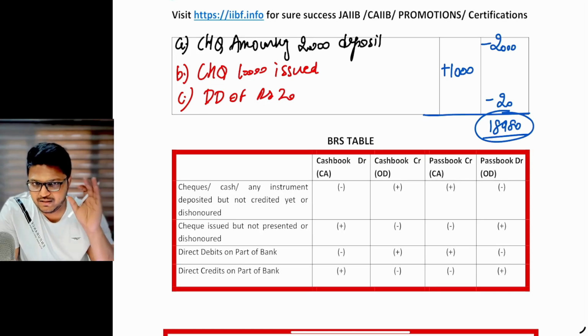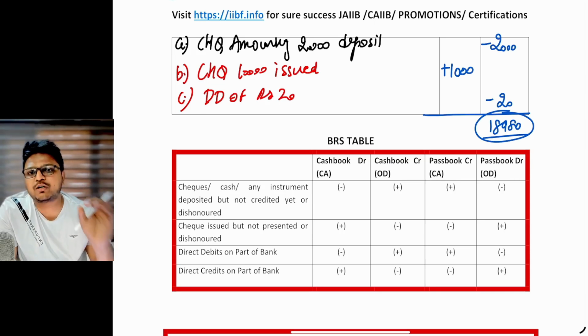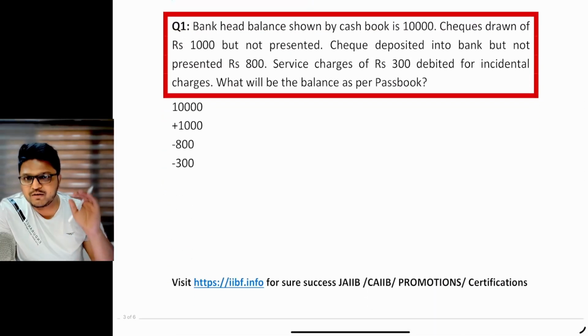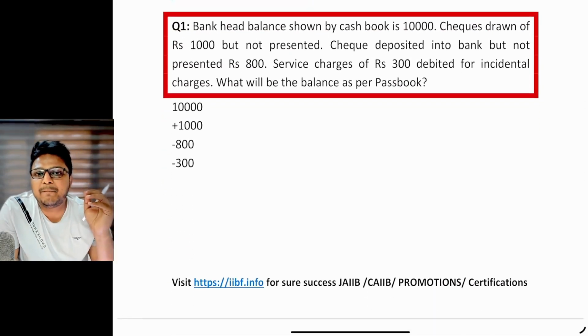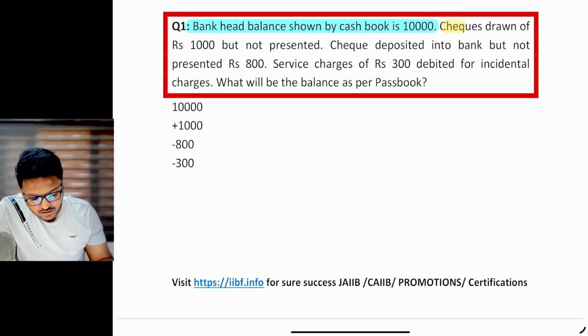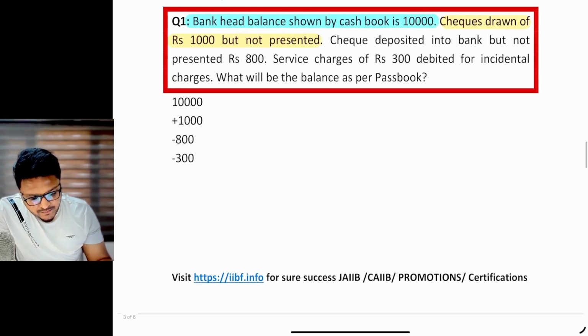So we'll be learning a very important shortcut. The shortcut is mentioned over here, but before going through that, we'll be solving one question. It says the bank head balance shown by the cash book is 10,000. A check drawn of rupees 1,000 has not been presented. A check deposited into the bank but not presented, rupees 800. Service charges of 300 debited for incidental charges. What will be the passbook balance?